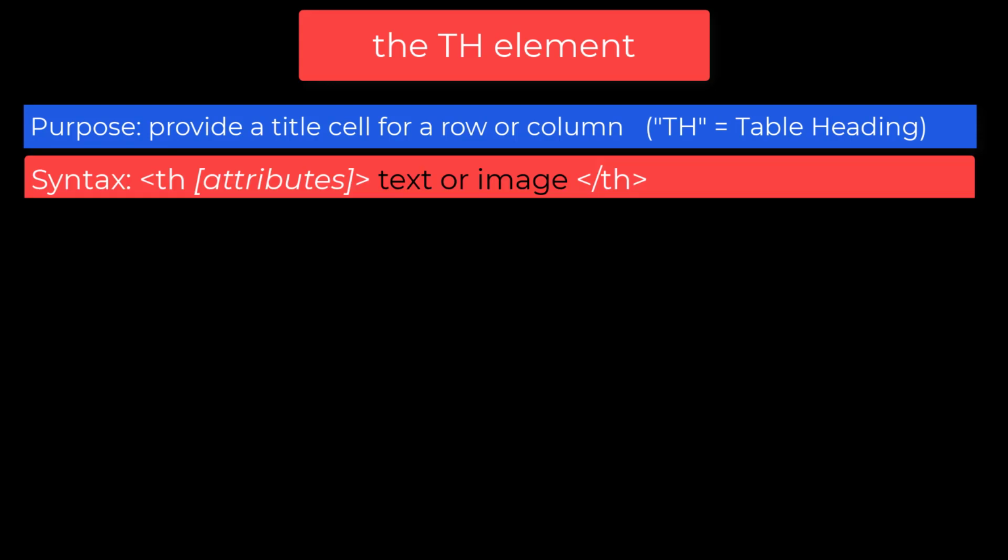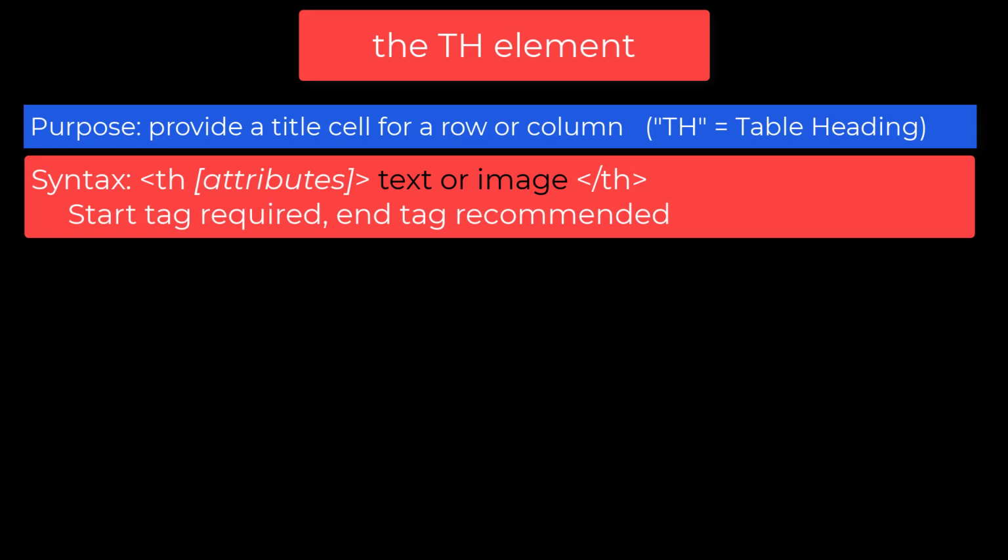Syntax: start tag TH, possibly some attributes, and then content of text or image. The start tag is required, and the end tag can be omitted in some cases, but it's simpler to always code it. Although the content is typically text, it could be an image element or one of a few other kinds of elements. For now, we'll stick to text or image elements.